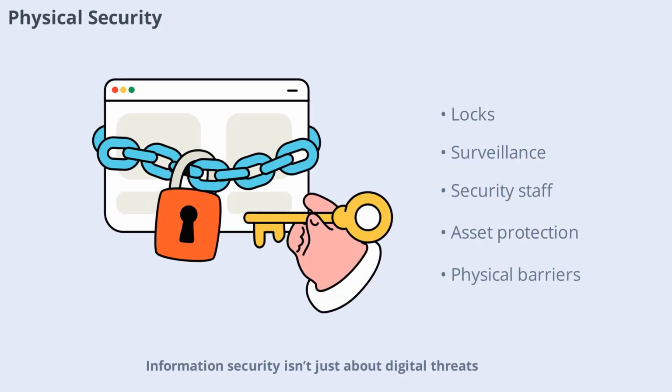Information security isn't just about digital threats. Physical security protects hardware, data centers, and other assets from theft, damage, or unauthorized access. This includes locks, surveillance cameras, and security personnel. Physical breaches can lead to data loss or compromise, so organizations must secure their premises as carefully as their networks. Combining physical and digital security creates a comprehensive defense.